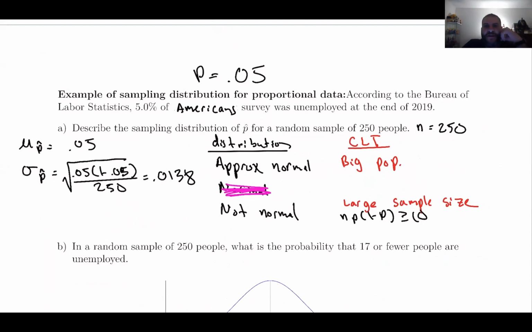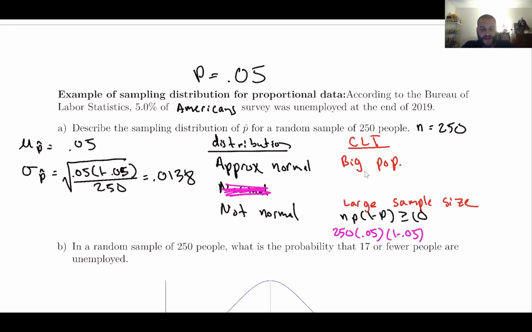All right, the first thing we're going to check is whether we have a large sample size. We do n times p times 1 minus p, and this value should be greater than or equal to 10. If it's smaller than 10, we don't have a large sample size, and it's not approximately normal. For this one, we have 250 times 0.05 times 1 minus 0.05. Let's see what that gets us.